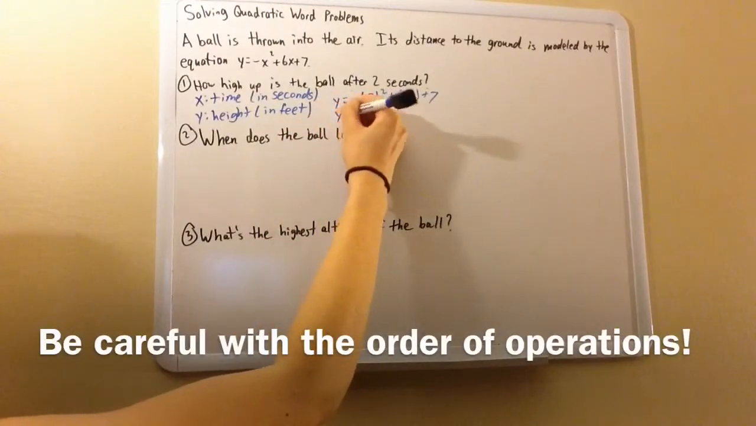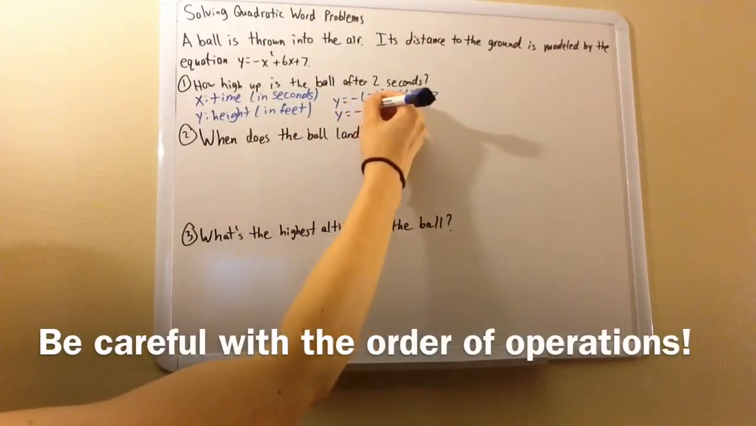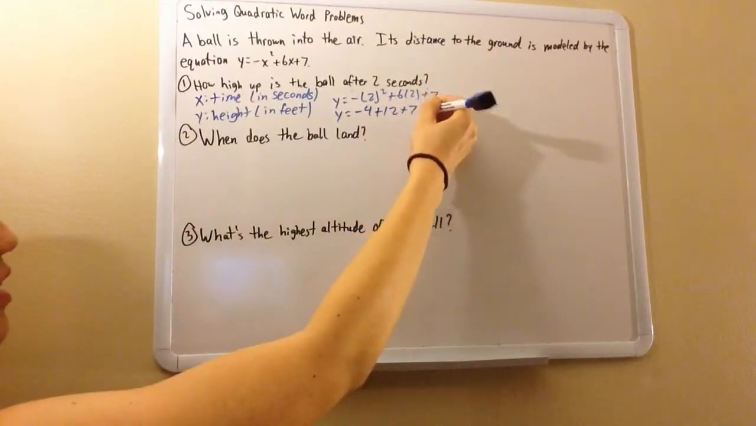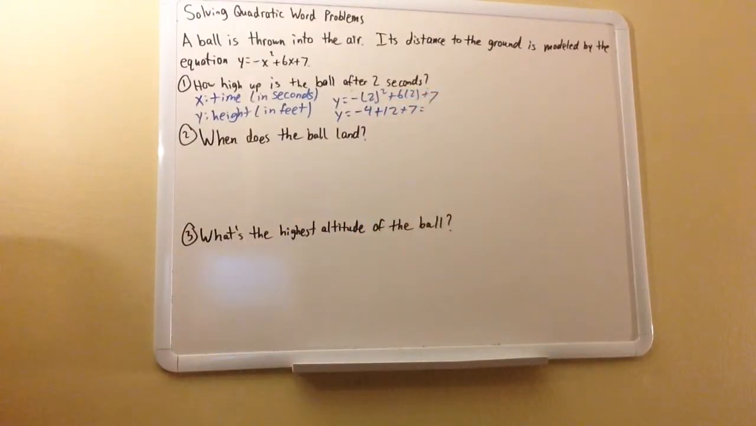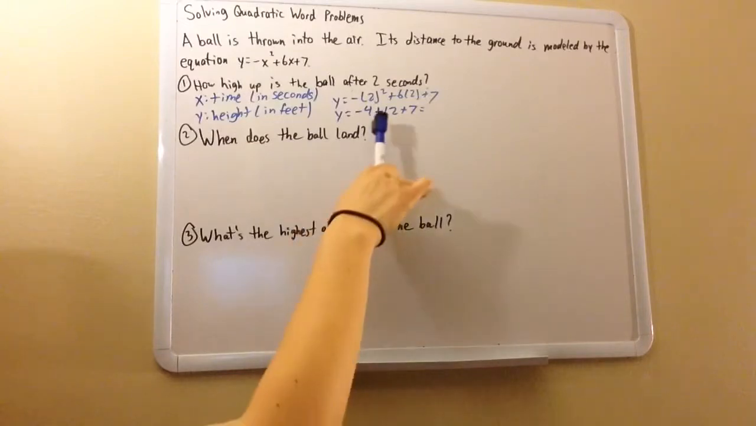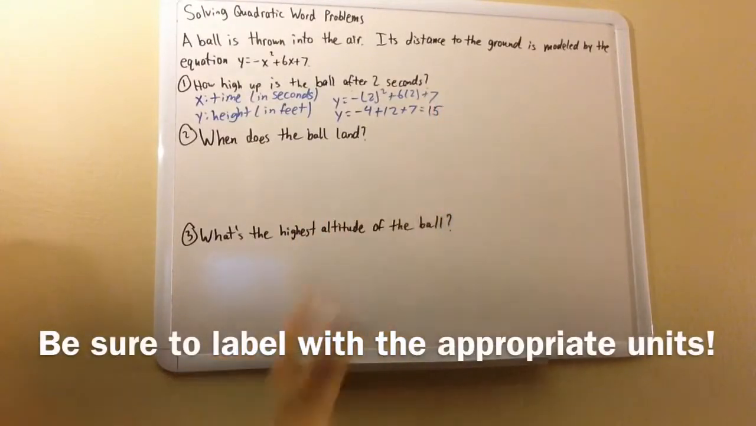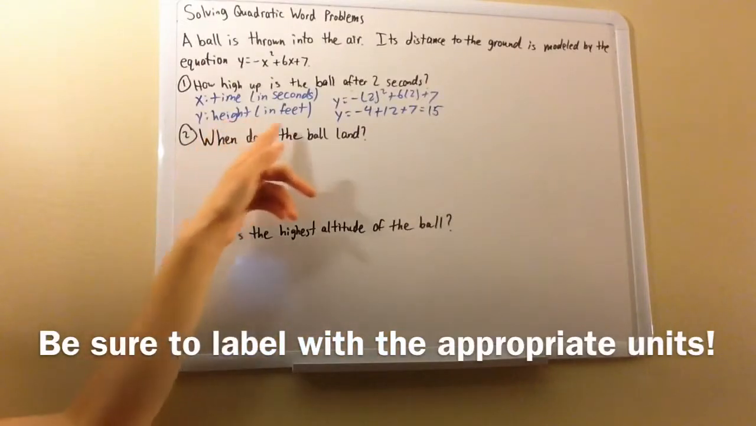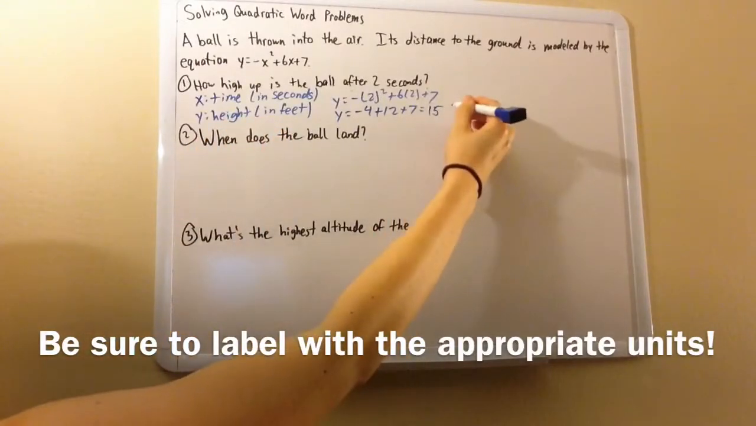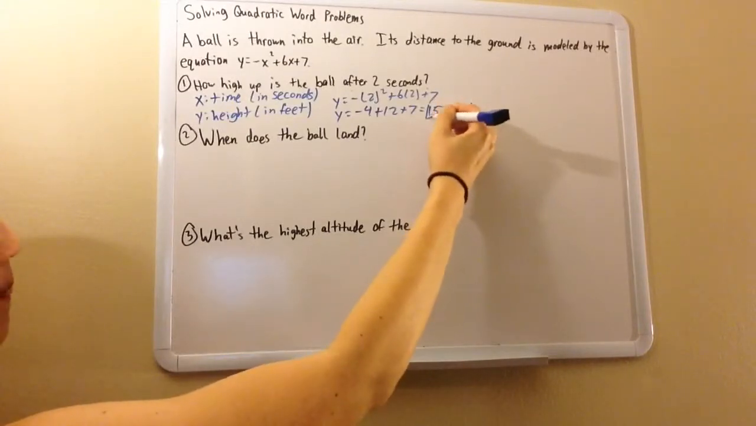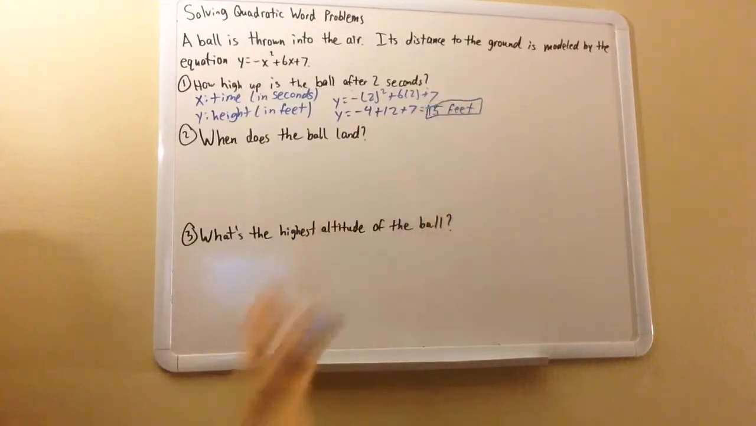So I'm just going to simplify this. So I get y equals negative, that's going to be 4 plus 12 plus 7. In total, this is going to give me 15, right? Because negative 4 plus 12 gives me 8, plus another 7 is 15. And remember, height is in feet, so this is going to be 15 feet. Alright, so now we have our first one done. Now we look at our next problem.